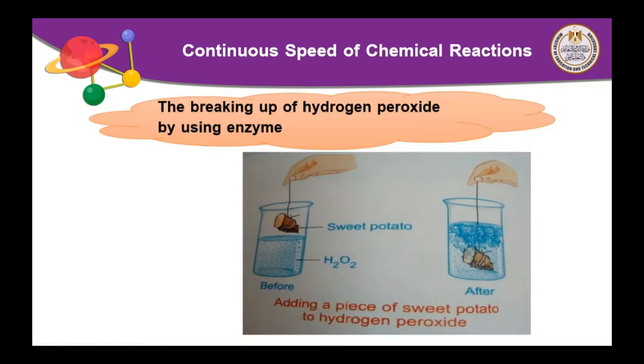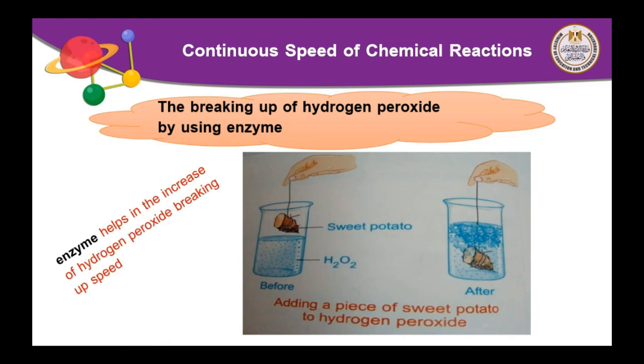So, when we use a piece of sweet potato in this chemical reaction in front of you to decompose hydrogen peroxide into water and oxygen, this reaction becomes faster. Why? Because sweet potato has one type of enzyme that increases the speed of the chemical reaction. Enzyme helps in the increase of hydrogen peroxide breaking up speed.